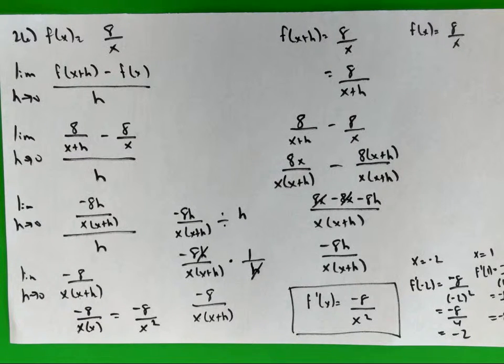It's right there. Divide by h. Well, I need to write that out to see what's going on. So I divide by h, multiply by reciprocal. The h is canceled out. I'm left with negative 8 over x times x plus h. Right there. Stop right there. Are there any questions so far?